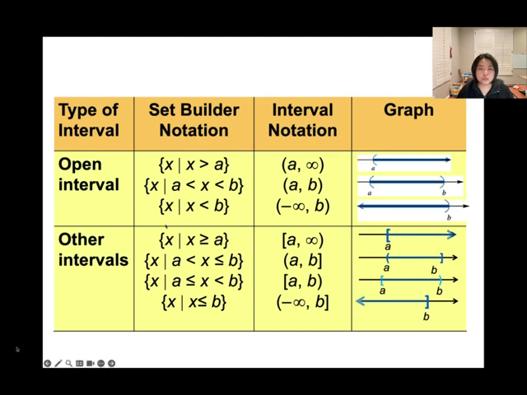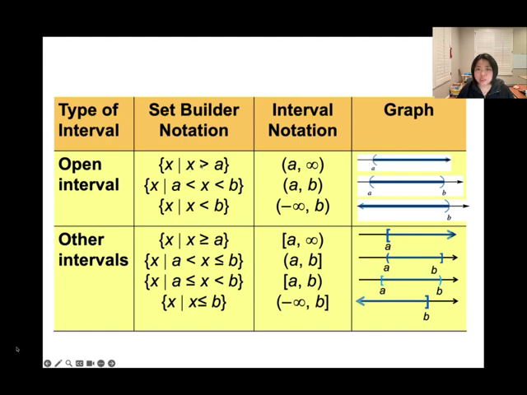Okay, types of interval. Remember the set builder notation? This is called for all x such that x strictly greater than a, right? When we write it this way, this is called set builder notation. And then this is called the interval notation. When you have a strictly less than or greater than, we're going to use the open interval. We're going to use the parenthesis to represent it. And when you graph the inequality, when this is strictly less than or strictly greater than, we're going to use the parenthesis.